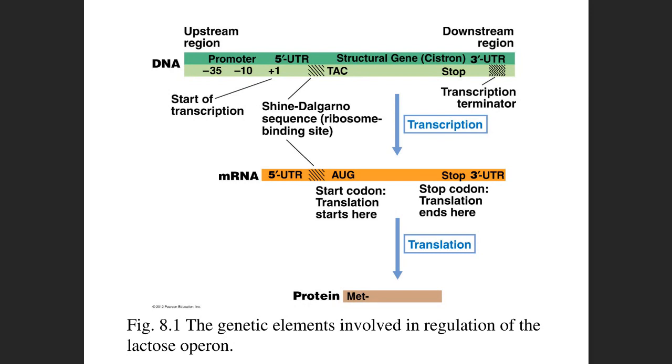The most common mistake is when we ask what the start of transcription is, people will say, oh, transcription is regulated by the start codon. That's not right. That's the wrong answer. So I just wanted to make sure you understand all of that.